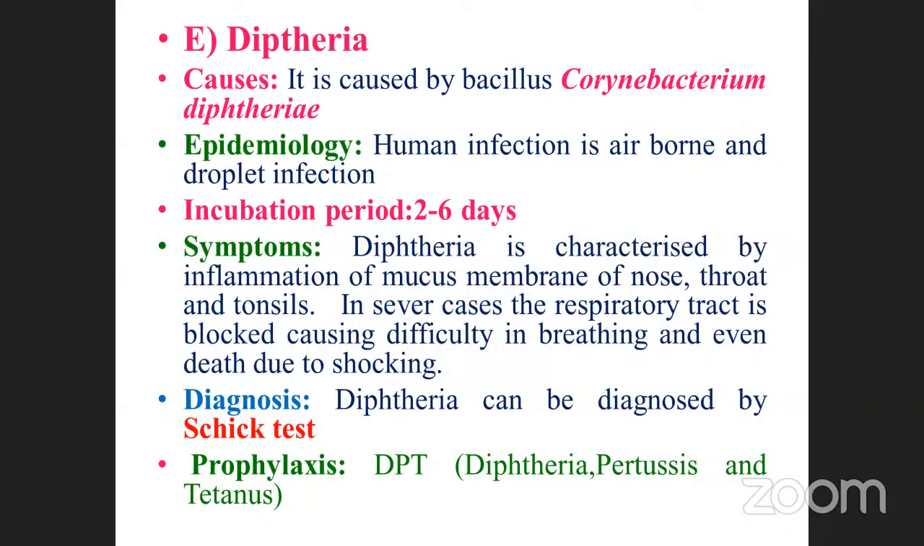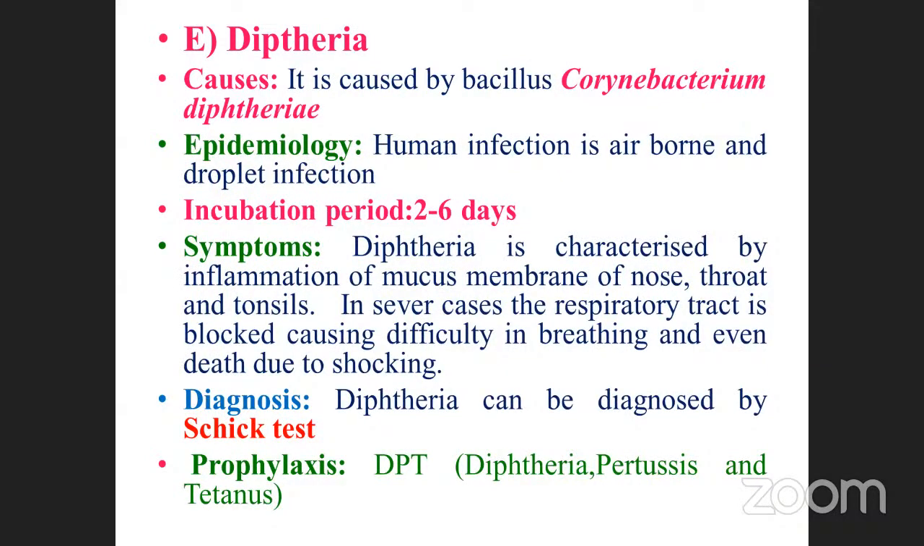In severe cases, the respiratory tract is also blocked, causing difficulty in breathing and even death due to shock. Due to diphtheria, the mucous membrane is affected, with inflammation and swelling, so we cannot breathe easily. It directly enters the throat and nasal passages, leading to breathing difficulty and sometimes death.